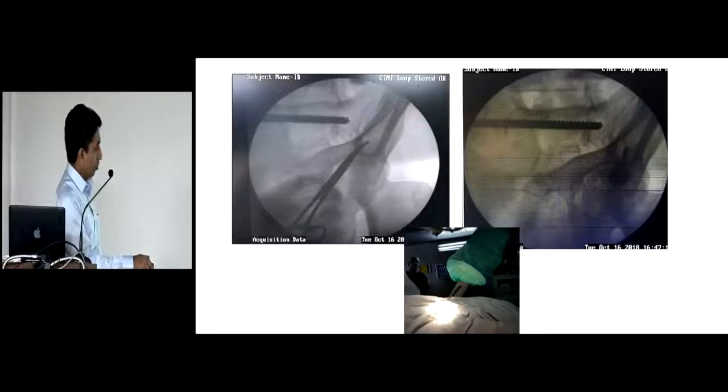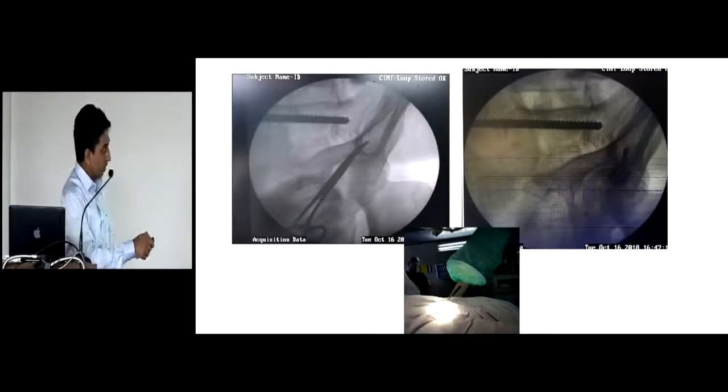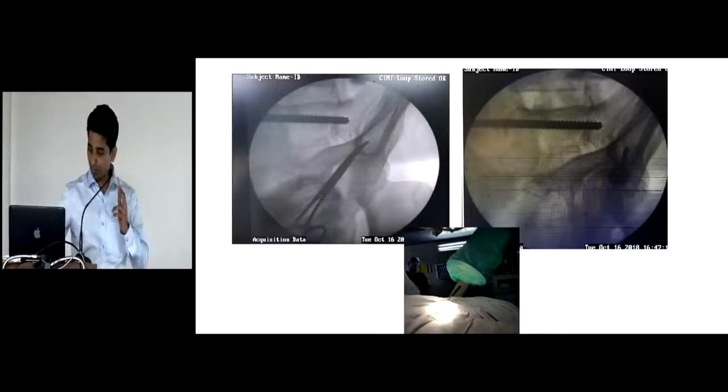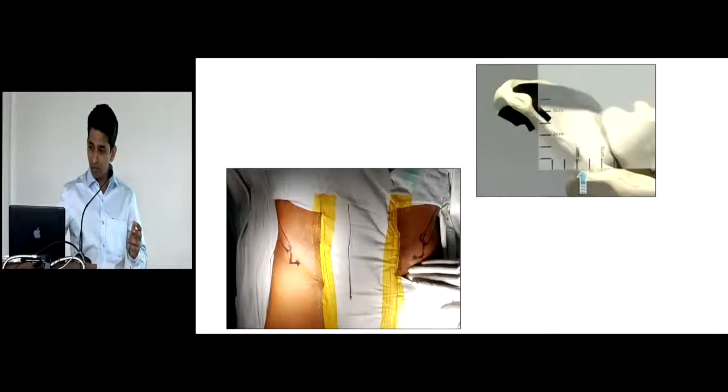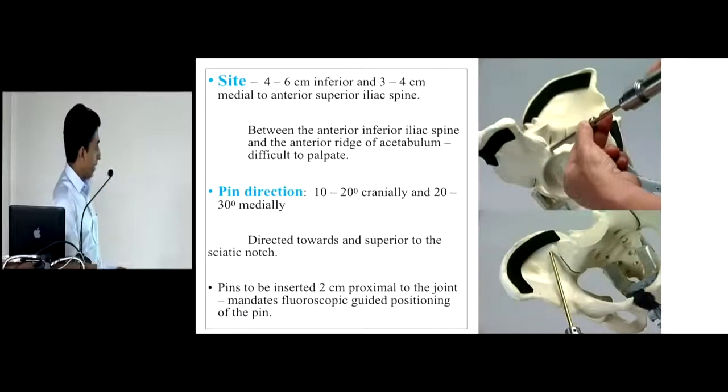And I generally use an awl as an instrument to start, because the drill tends to slip on either side, so I use an awl. With that awl I make a small hole there. So you need to take an entry point like that. The pin direction is around 20 to 30 degrees medially, and 20 degrees cranially, and you direct it just above the sciatic notch.